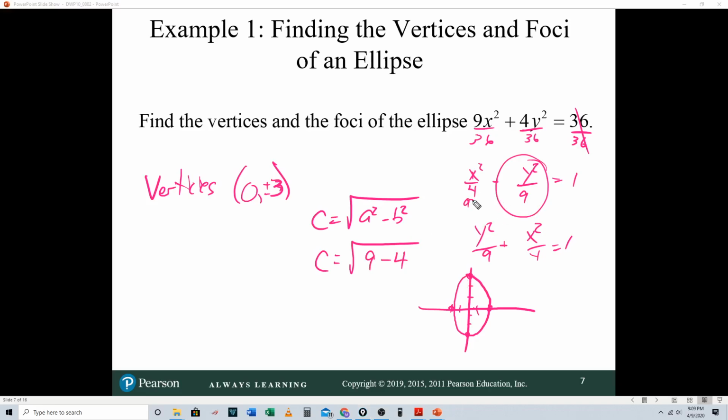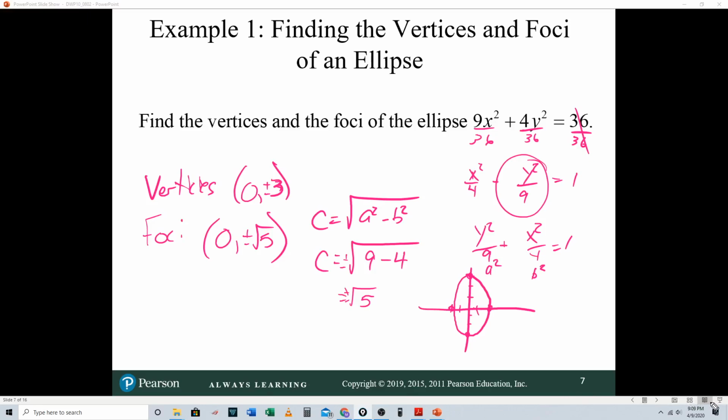This is A squared, and sorry, this is B squared. So 9 minus 4 gives you the square root of 5, plus or minus. So my foci are at 0, plus or minus square root of 5. Okay, super easy to do.